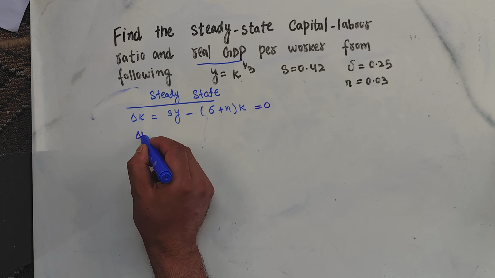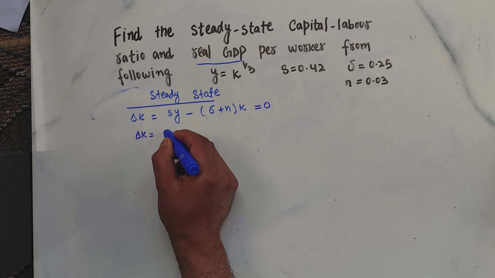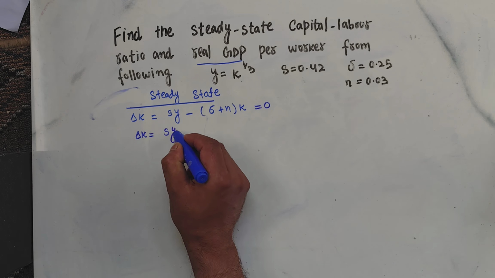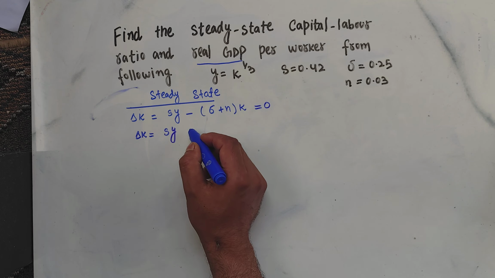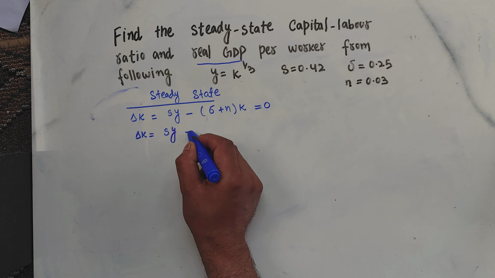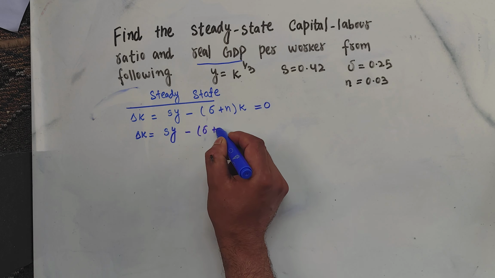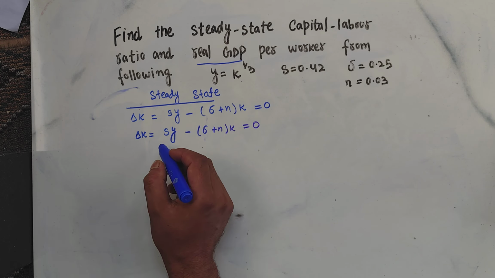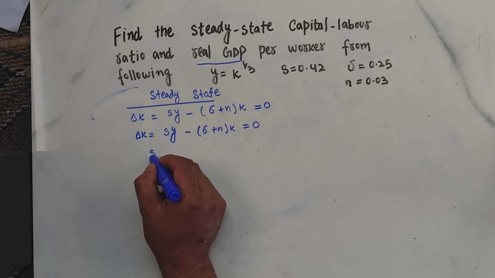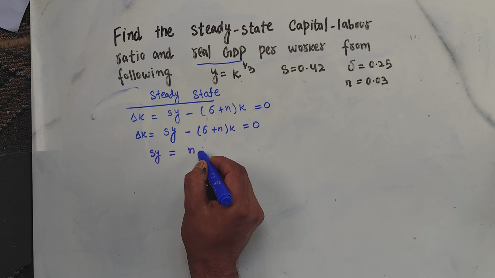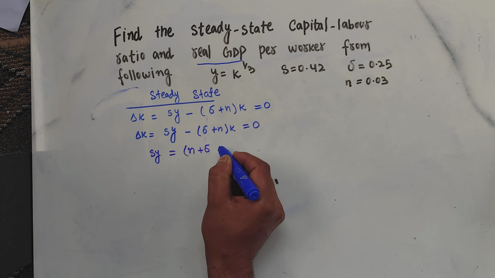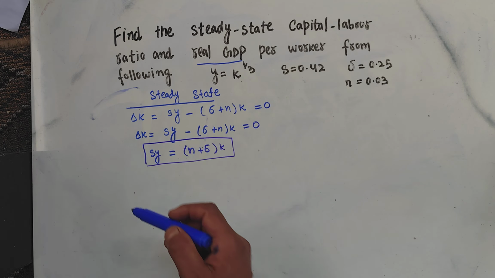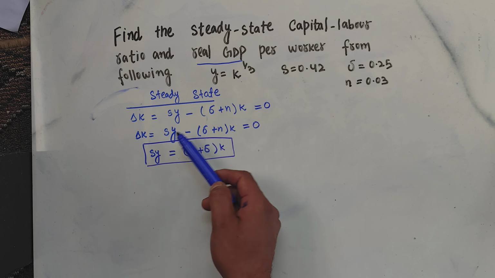So at steady state, the change in capital per worker will be equal to savings, s, the savings rate, times y, output per worker, minus (del plus n) times k, and it should be equal to 0. So here it means that sy will be equal to (n plus del) times k. This condition must hold at steady state, where the change in capital per worker is equal to 0.